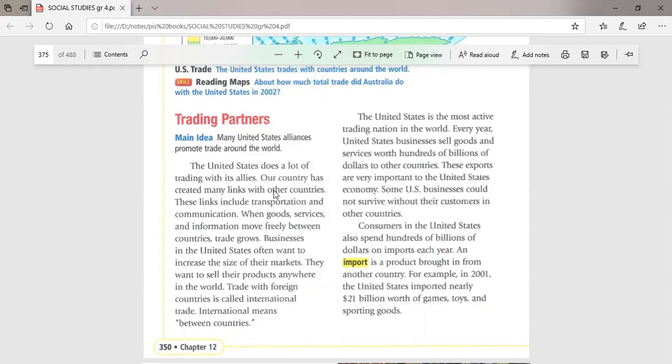The United States created many links with other countries, and these links include transportation and communication. So what does that mean? For example, now America wanted to trade with Mexico.